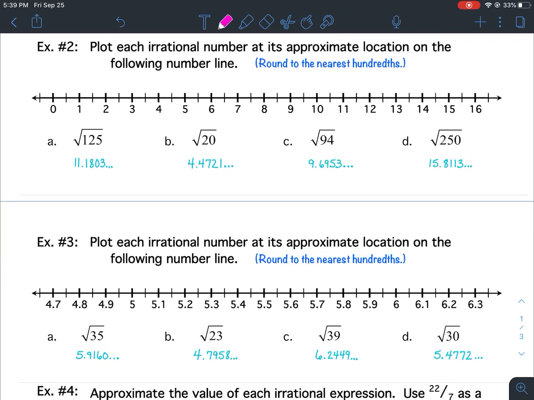Estimate the value of irrational numbers. Lesson 2 notes. Example number 2. Plot each irrational number at its approximate location on the following number line.